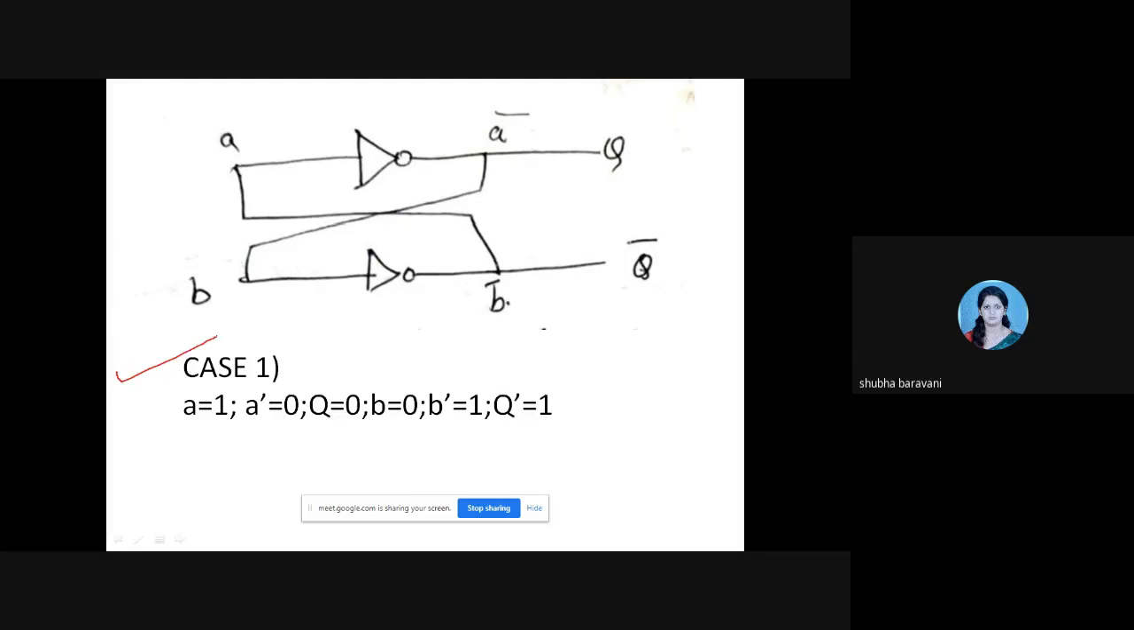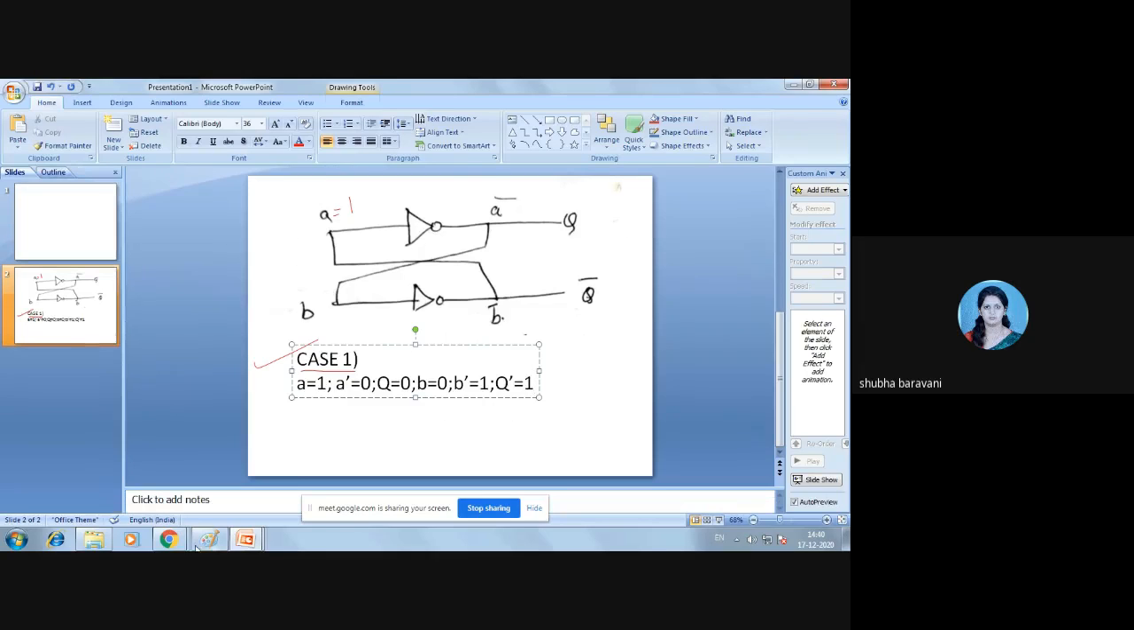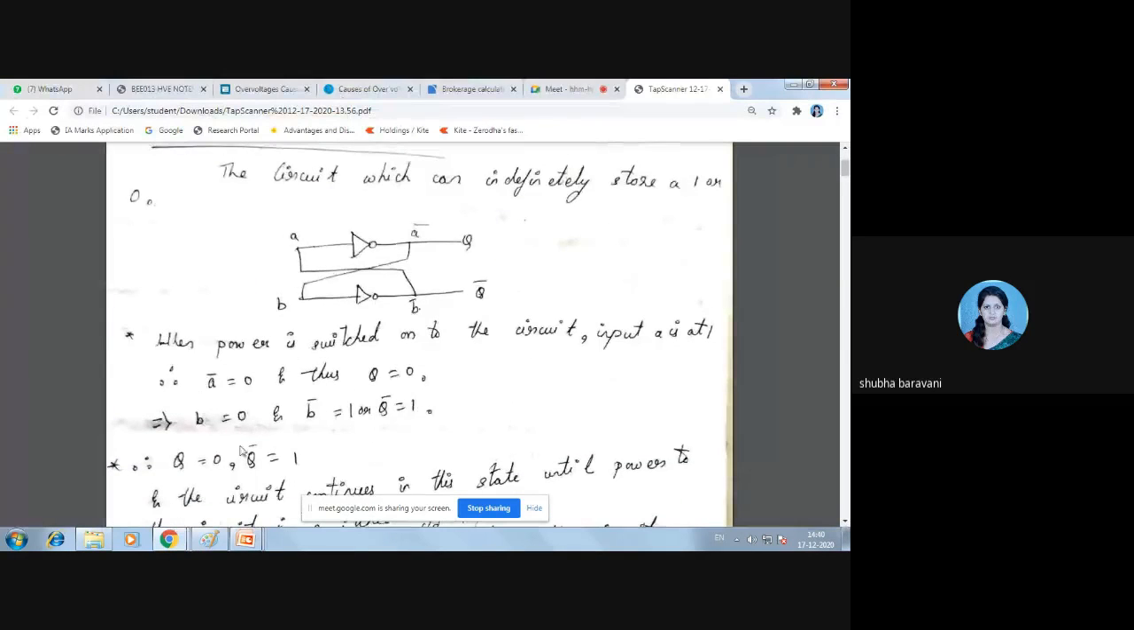Yes, ma'am. Everyone understood the case 1? Yes, ma'am. So if I am talking about case 1, the circuit continues in this state until power to the circuit is switched off. Initially I had assumed A is equal to 1. The output will continue in this state only until and unless I make A is equal to 0. So this is one of the two stable states. See, that's the same thing I have written here.